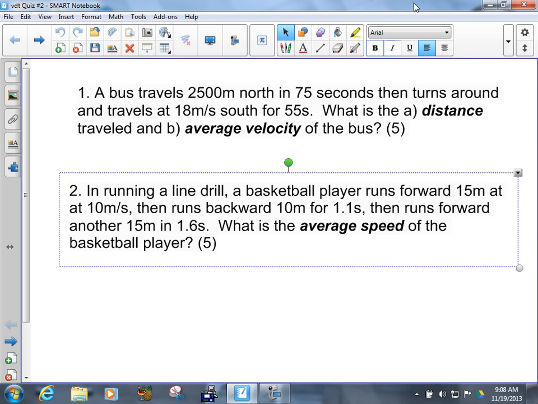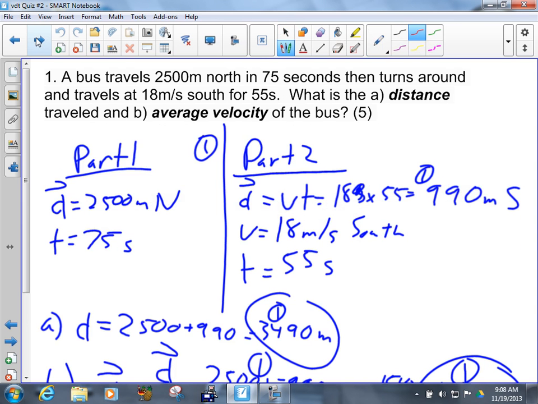So for the first question, first off, a mark for our givens. If they have the part 1 and part 2 stuff written down, 2,500 meters north, 75 seconds, 18 meters per second south, and 55 seconds, that's 1 mark. If I want to find the total distance traveled, I need to find the distance in part 2 because it wasn't given to me. So that's our next step here. We're going to manipulate v equals d over t, d equals v times t. So that's going to be our 18 meters per second times 55 seconds, and that gives us 990 meters south.